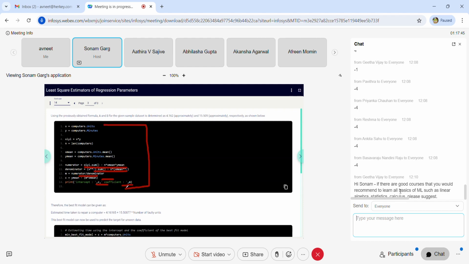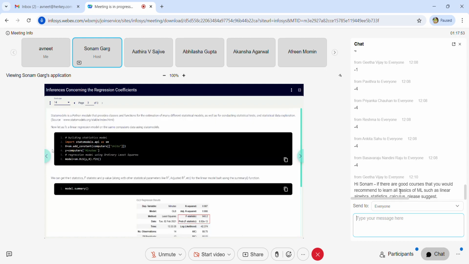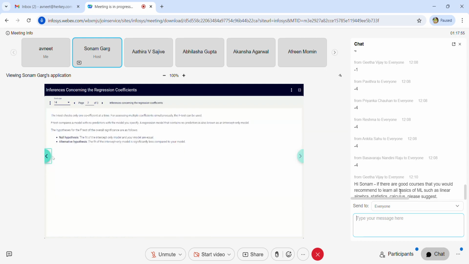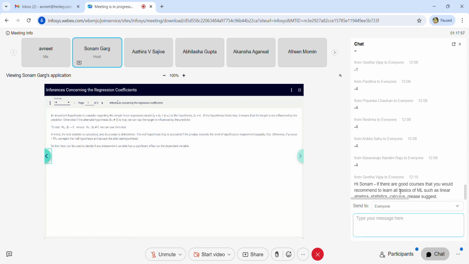This we don't have to do. This is just for our understanding how things are working. Because if we go and fit our model, it will directly give us the value of coefficient and intercept as we have seen. I think the topic has changed here.